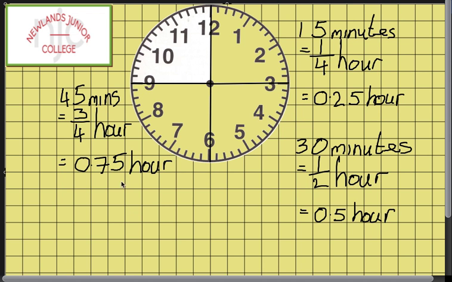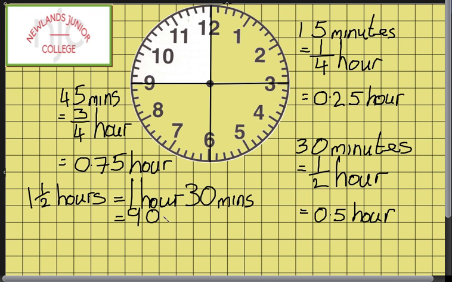Okay, here's an example to try. If you have 1.5 hours, pause the video and try and turn that into a mixture of hours and minutes, and then turn it into purely minutes. Okay, so 1.5 hours is going to be equal to 1 hour, 30 minutes, and that's also going to be equal to 90 minutes.